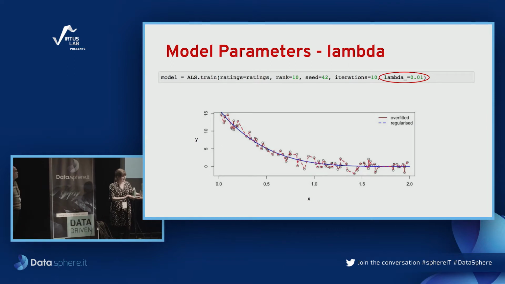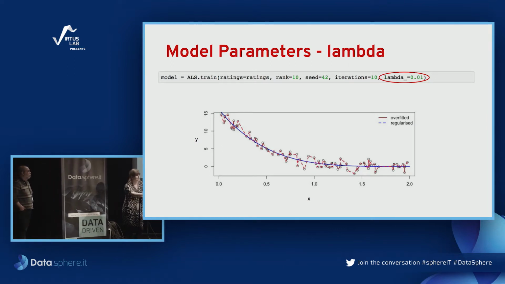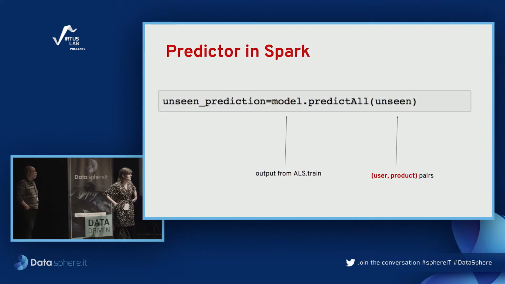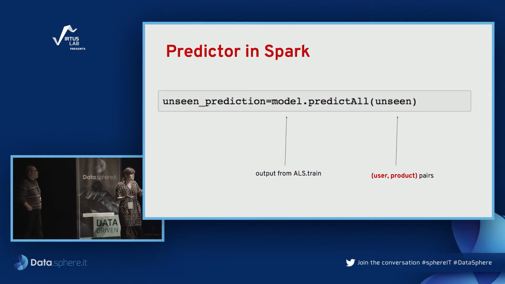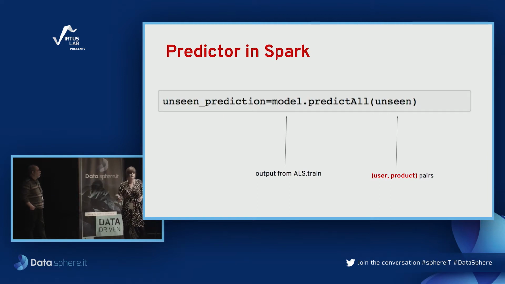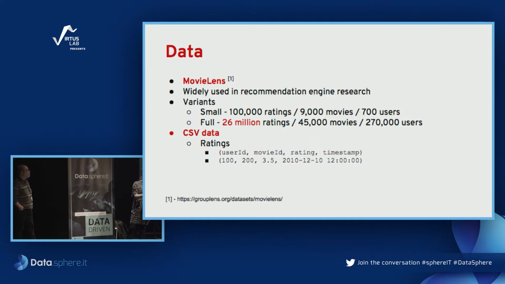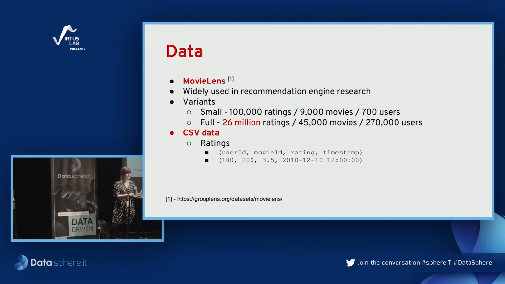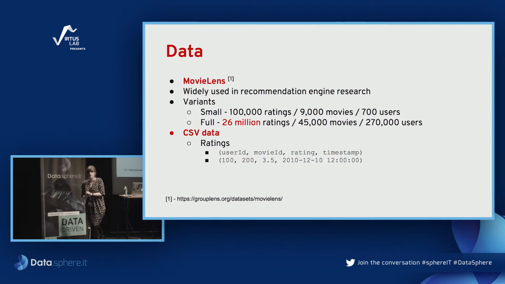But for now, let's talk about the other microservice which is running on Spark, and that is the predictor. Once we've used that ALS train function that we saw earlier to build a model, we need to be able to make predictions. And luckily in that ALS class, we've got this predictAll function. It takes in an RDD of user-product pairs and returns the predictions. Great, what more do we want? Well, not much, so let's have a little look at an example on a real data set.